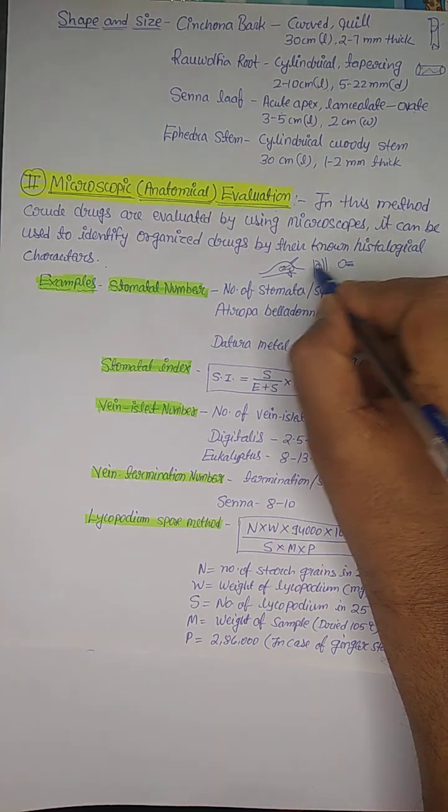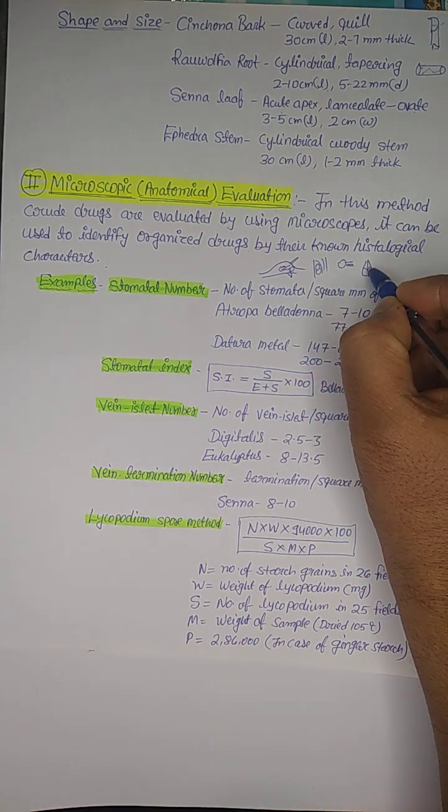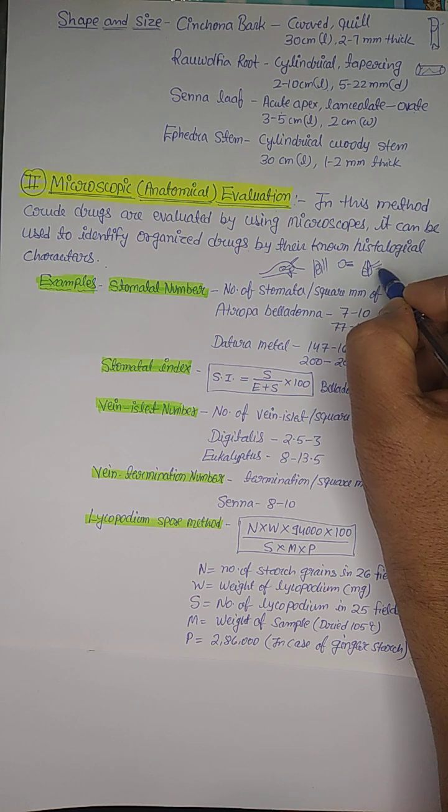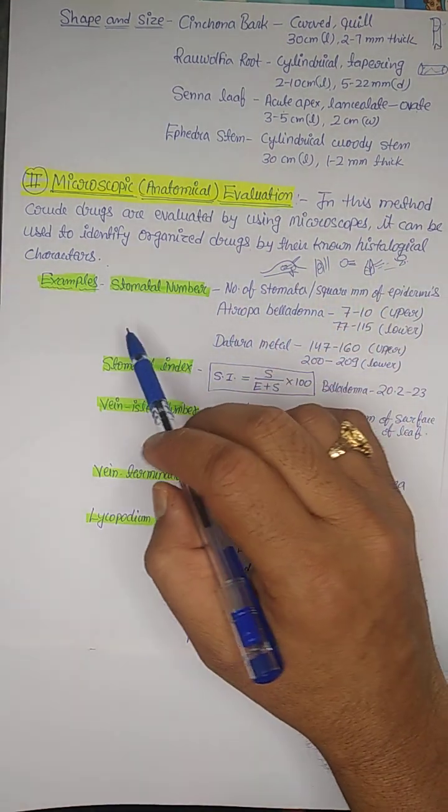Like a special arrangement it is going to have, that we are going to use, right? If it is a leaf, we have stomatal number, vein islet number, vein termination number, palisade ratio, and all those things can be evaluated. So let's try to understand by example.